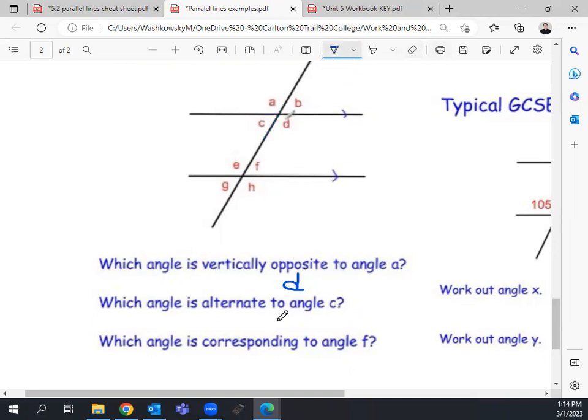Which angle is going to be alternate to angle C? Yeah, it's going to be F, right? Alternate is that Z, if you remember. Make sure it has a Z in it, and then you're good to go. It is going to be F.